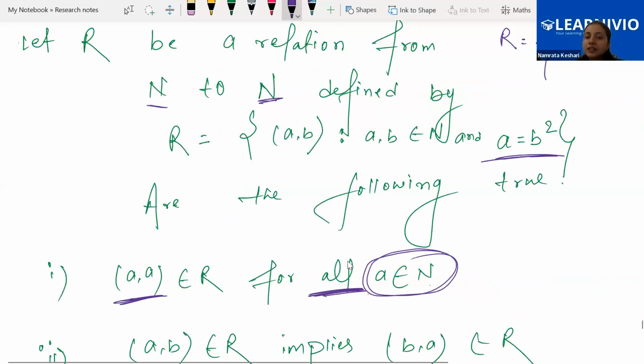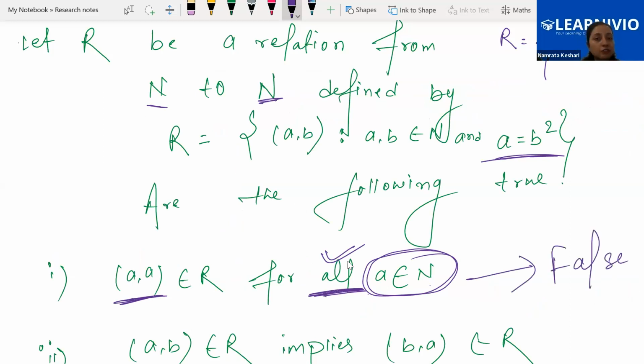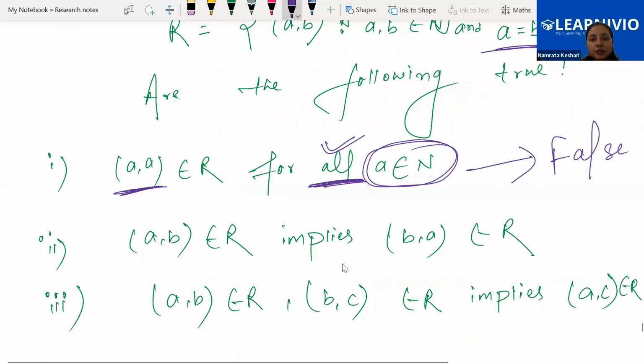If all is there, it signifies that whatever natural number you take as A, the ordered pair is a doublet, like 1 1, 2 2, 3 3, 4 4, 5 5. That should be in our relation, which is not true. So this is false. Always it is not true. Is it clear so far to both of you? It's from relations, which we have already discussed.